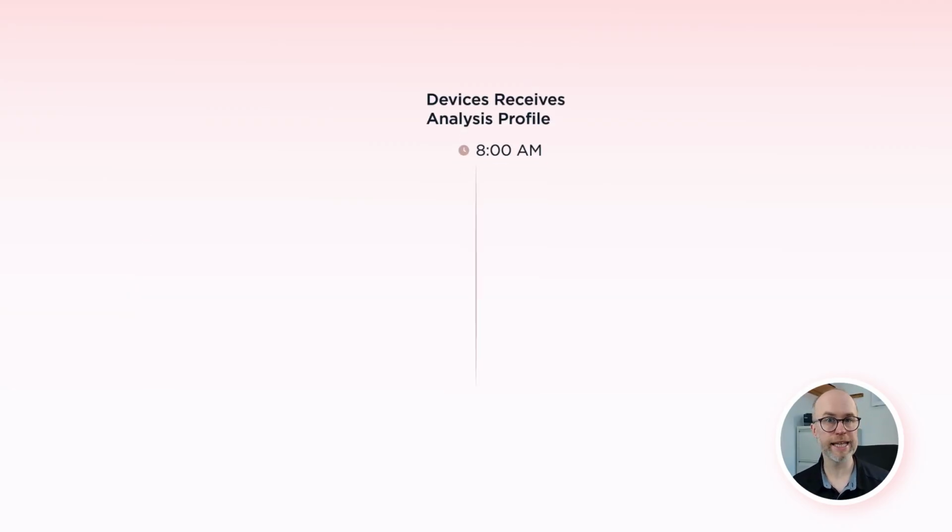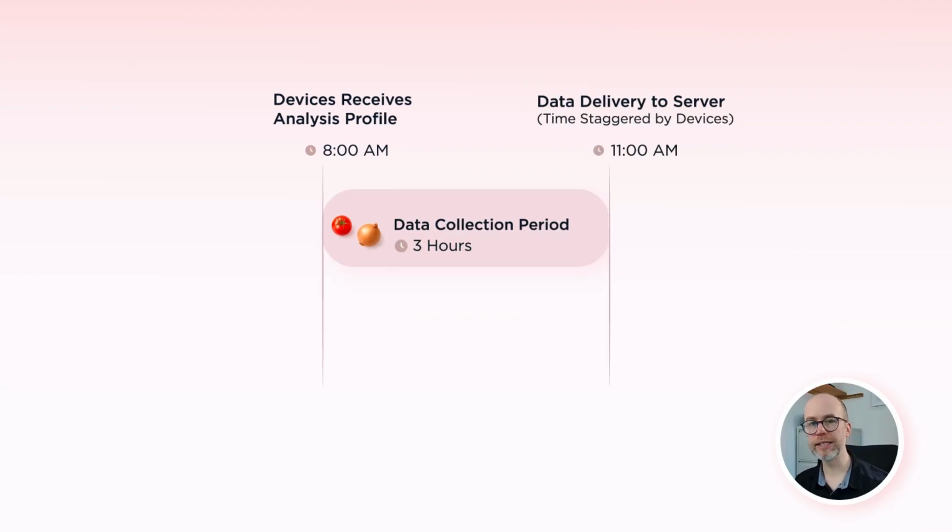Let's look at an example with the default 3-hour data delivery. If our device receives its analysis profile at, let's say, 8 o'clock in the morning, that means that there's going to be a 3-hour data collection period, meaning that 3 hours of raw data related to battery, cellular, application usage and more will be gathered until 11 AM. At that point, the data will be packeted together, ready to send to the SOTI XSight server.